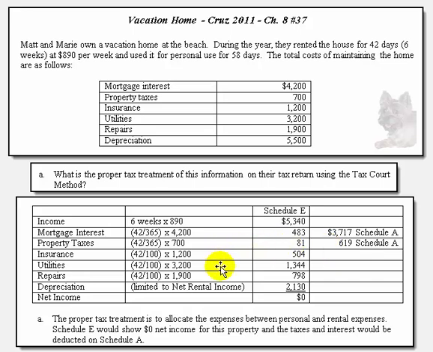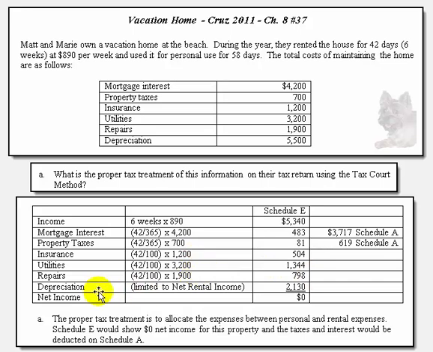Now, for insurance, utilities, and repairs, we've got to allocate the total expenses between our rental property and our personal use. So, if you remember, we had 42 days being rented, 58 days for personal use, so 58 plus 42 is 100. So, 42 out of 100 days, or 42% times $1,200, gives us what amount would get allocated to Schedule E for insurance. We use that same approach for utilities and repairs. Of course, the only thing that changes is the dollar amount of the various expenses we incurred.